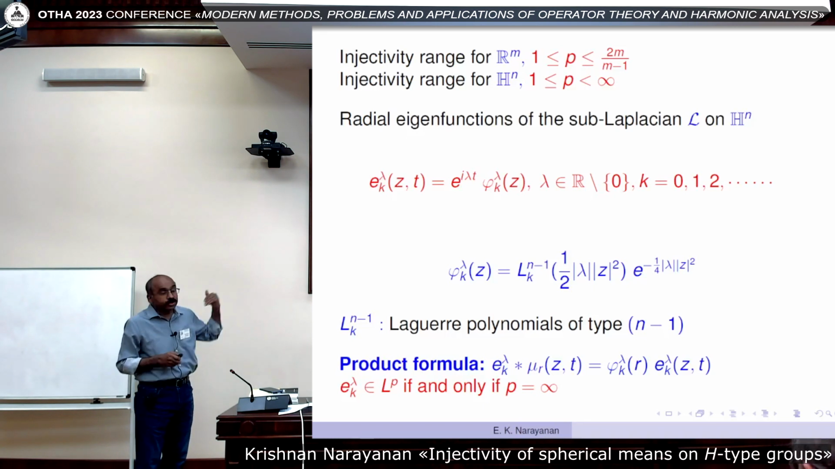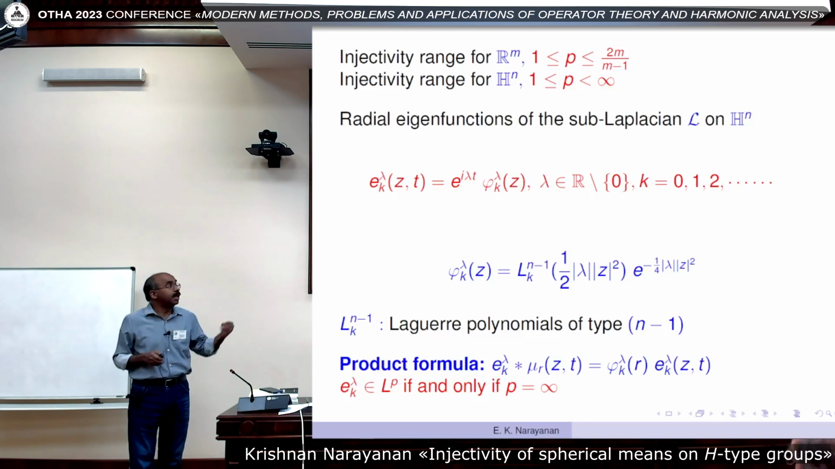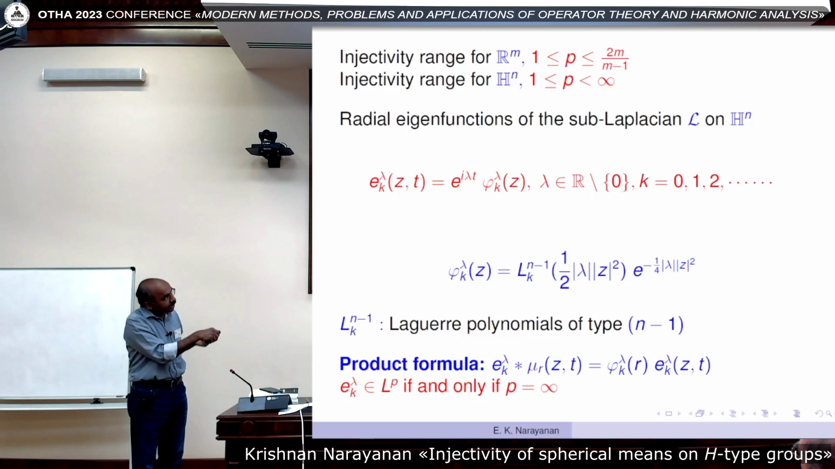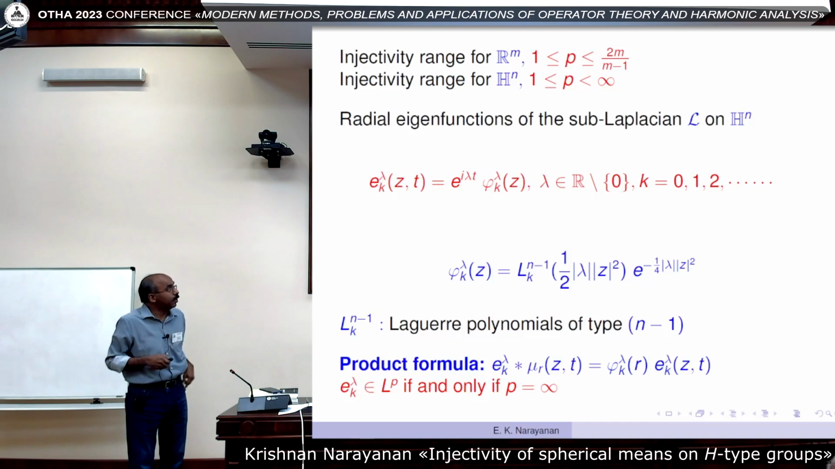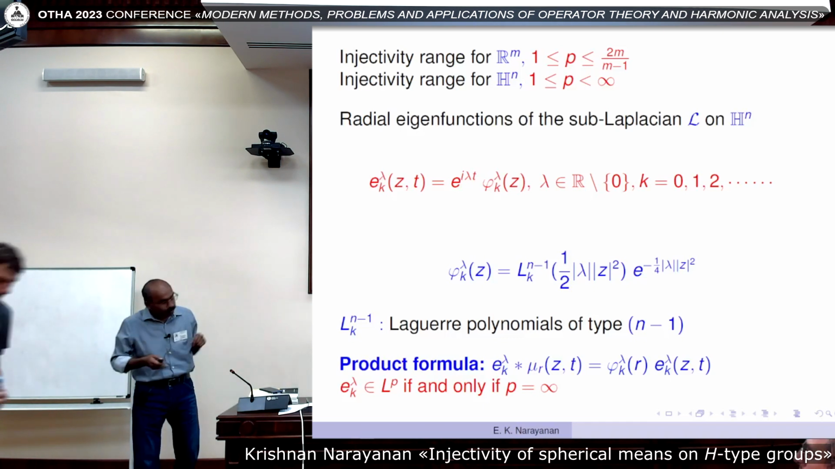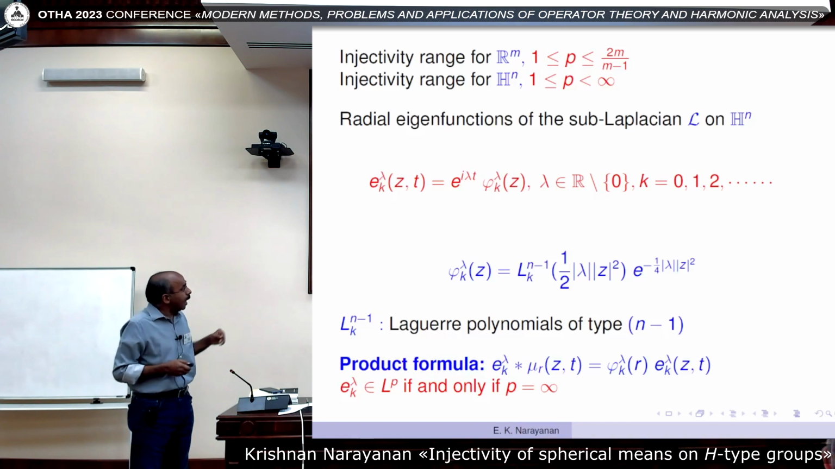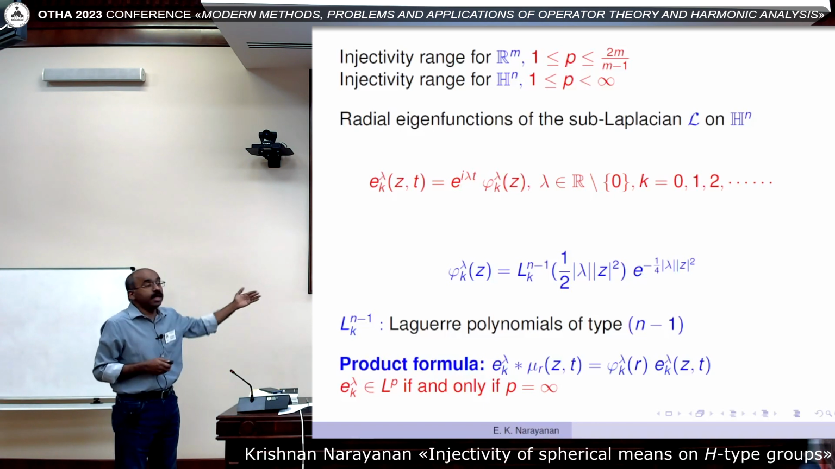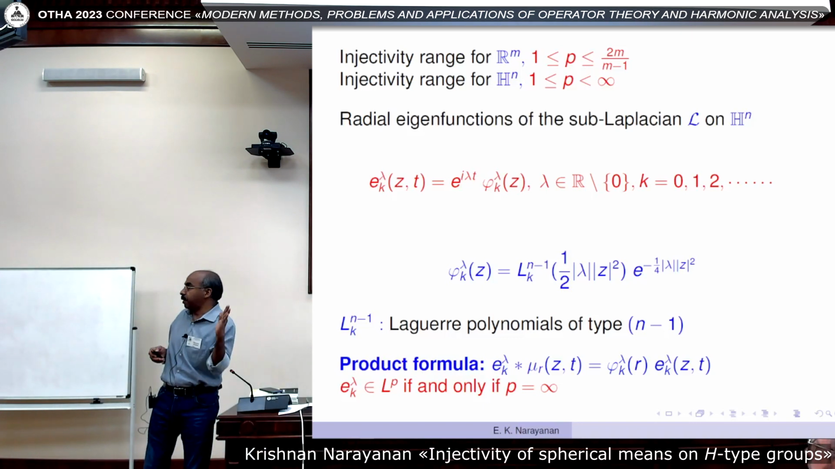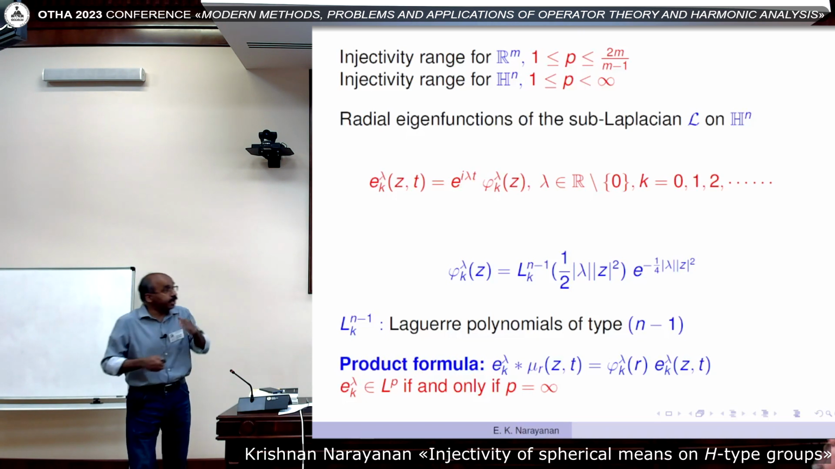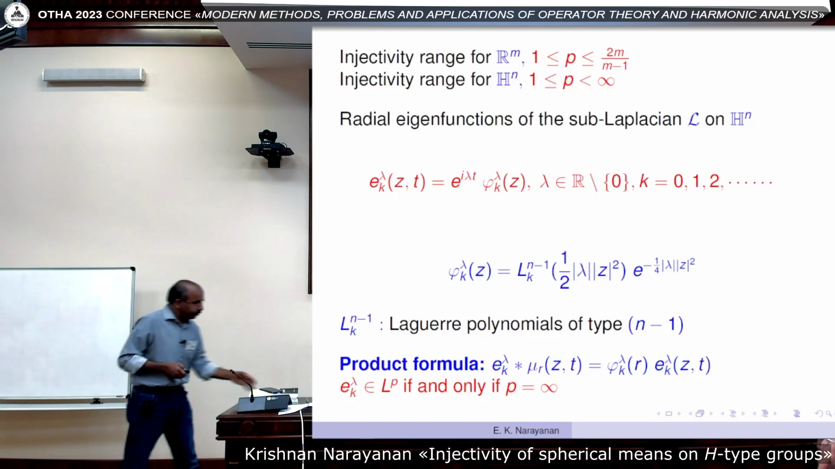The E_k lambdas also satisfy a certain convolution equation: if you convolve with these normalized surface measures, you will get this phi_k lambda at r. Again, phi_k lambda r makes sense because it is a function of mod z square. So you will have L_k^{n-1} of half mod lambda r square times the Gaussian. That is the eigenvalue in this case, and these E_k lambdas belong to L^p if and only if p is infinity. That is why you have the injectivity range from p equal to 1 all the way to infinity, but not including infinity.